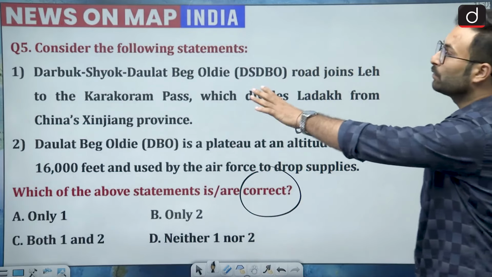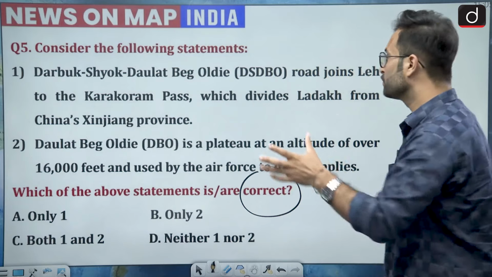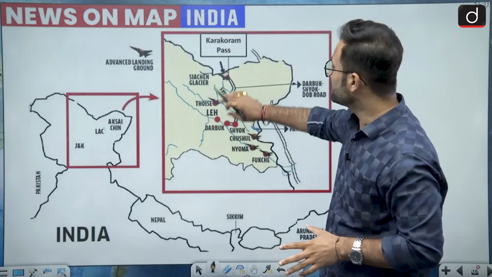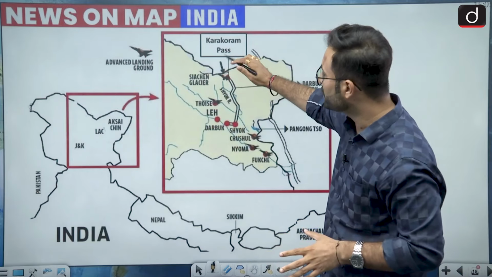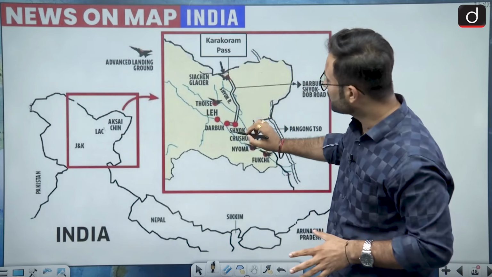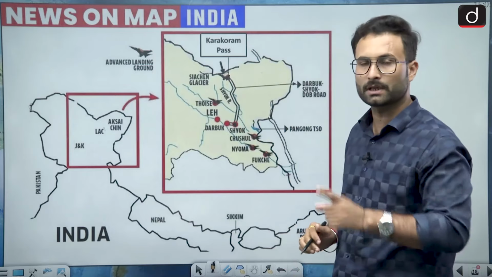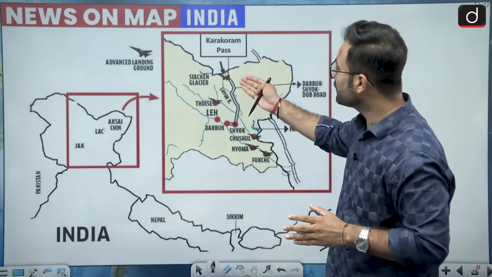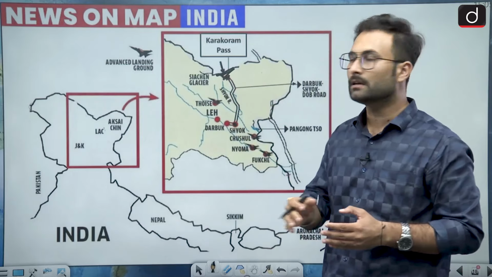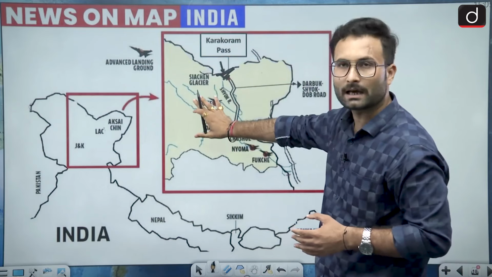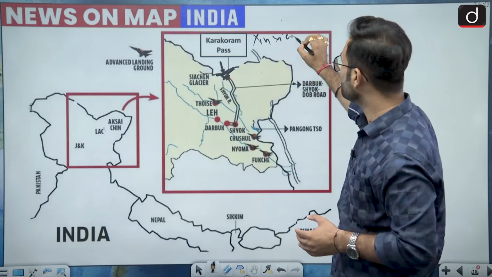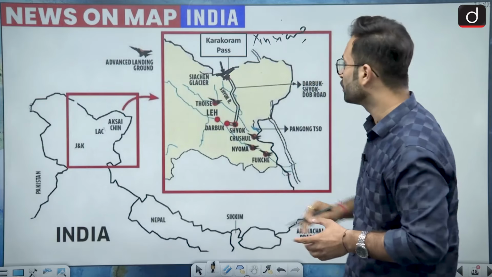Now talking about the Darbuk Shyok Daulat Beg Oldie road. Here this is Leh, this is the Karakoram range, and this is the Siachen glacier. Till here you can see there is the Karakoram Pass, and the road connects Leh to Karakoram Pass. That was the first statement. They are saying that this pass divides the area of the Xinjiang region from the Ladakh area, which is also true, because over here we have China, that is the Xinjiang region, and here we have Ladakh. So that is also true.